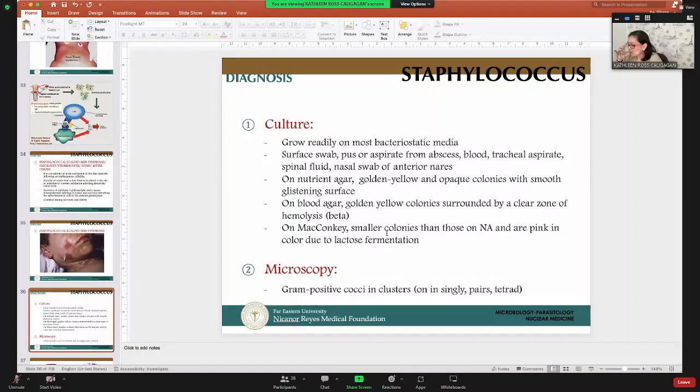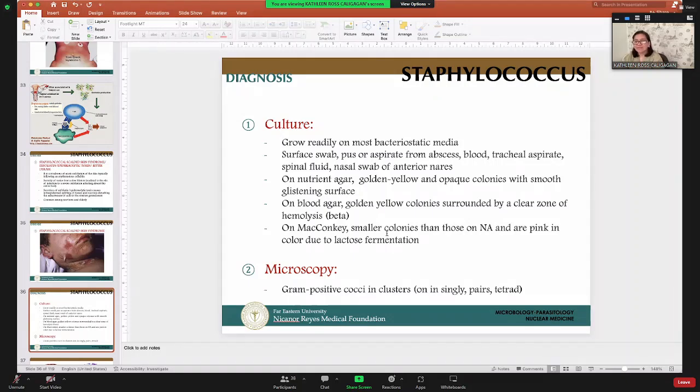So how to diagnose or how to identify or isolate Staphylococcus? You have the culture. It grows readily on most bacteriological media, no? On nutrient agar, it's golden staph, particularly Staph aureus, it's golden yellow. On blood agar, it's also golden yellow colonies surrounded by a clear zone of hemolysis because of the hemolysin enzyme. And on MacConkey, the colonies are pink in color due to lactose fermentation.